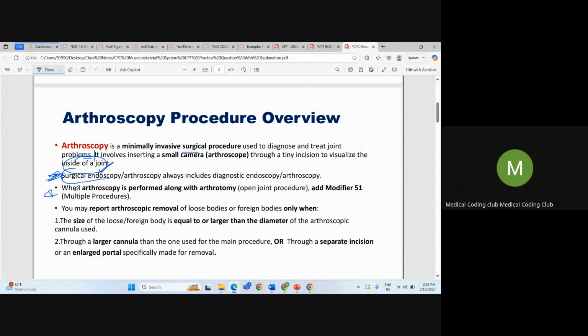Next, when arthroscopy is performed along with an arthrotomy, which means an open joint procedure, we have to use modifier 51. Since both are multiple procedures performed in the same session, you can use the 51 modifier when they perform both arthroscopy and arthrotomy procedures.